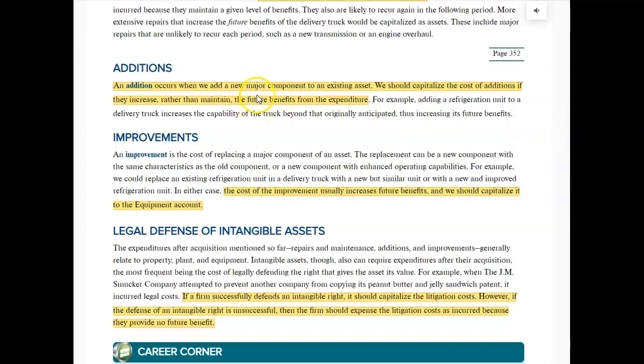Any additions, a major component or whatever, you would add that to the cost of the asset, again, if it benefits a future period. Improvements, the same way. Again, capitalize it if it'll benefit future periods.